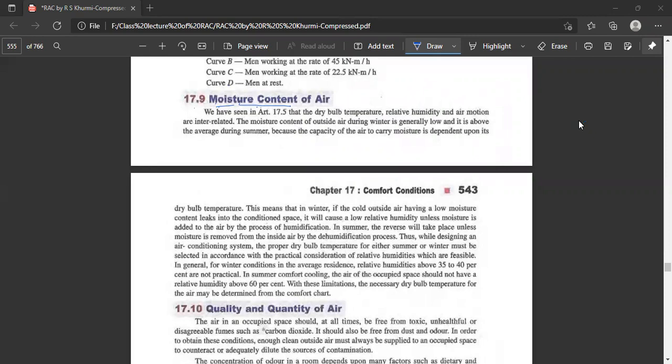Another is air motion. The amount of air motion means the volume of air coming in and going out of the air conditioning system. All these three are interrelated, as we have already admitted. Now, the moisture content of air outside the room during the inter-season is generally low, and it is about the average during winter.